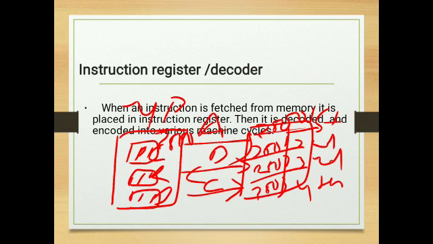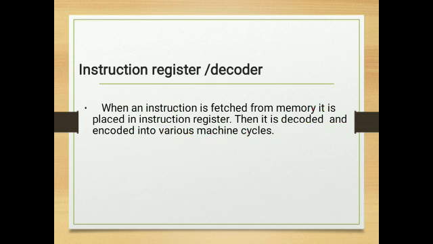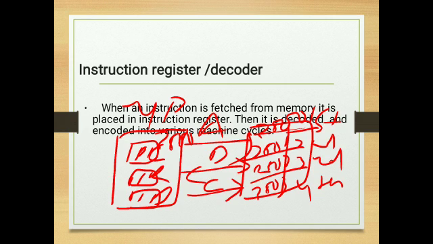Now the microprocessor wants to access the first instruction, whose address is 2000, which is stored in the program counter. The microprocessor informs the memory that it wants to access the first data, meaning a read operation, which is given by the control bus. Now this information is received by the memory through the control bus.